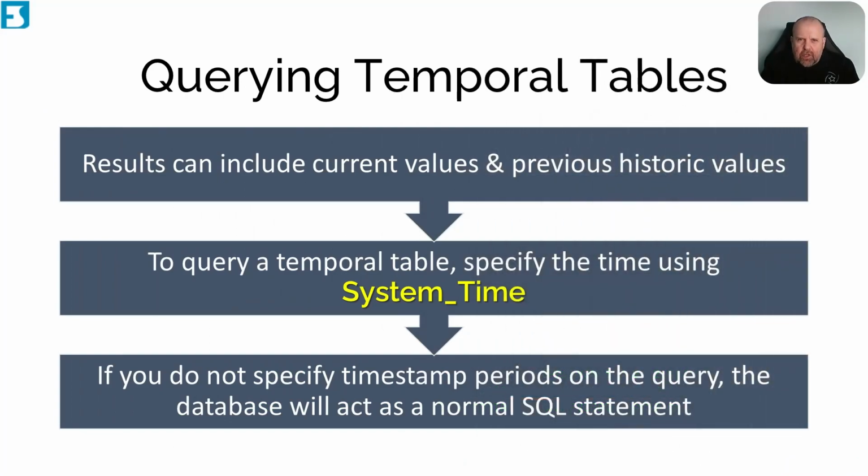So now we've sorted out all our temporal tables, they're collecting data. How do we query those temporal databases? So querying a temporal table, results can include the current version and any historical versions. To query a temporal table, we specify the time using the system time keyword. If you do not specify timestamp periods on the query, the database would act as a normal SQL statement.